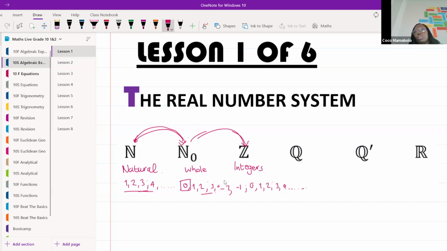Excellent. Now, somebody's already told us that the Q over here stands for rational numbers. So if I have to give a definition of rational numbers, I'm going to say that rational numbers are natural numbers plus whole numbers plus integers plus something a little extra. How do we write? Abu.